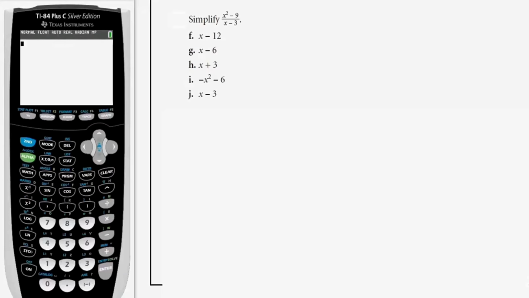In this video, we're going to learn how to solve this ACT math question easily and fast using the TI-84 plus scientific calculator. Alright, so guys, this question is under difference of 2 squares. It's very, very simple. Mainly looking at the question, I already know that the correct option will be option H, x plus 3. It says simplify x squared minus 9 over x minus 3.